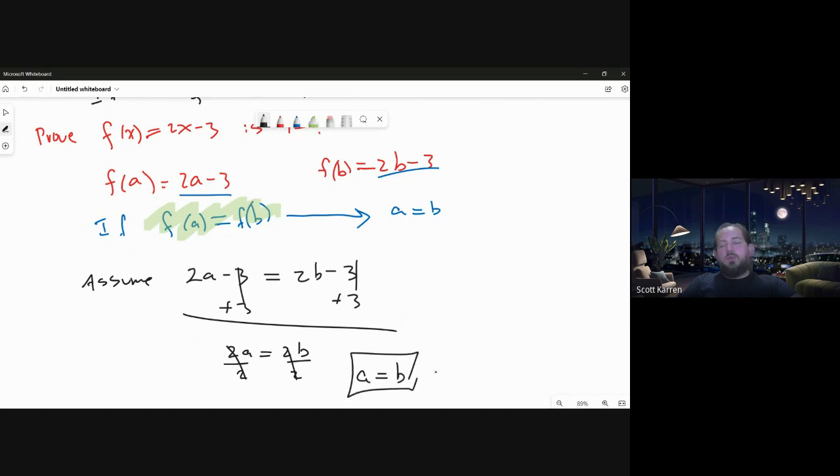And so that's the whole point: you evaluate at a, evaluate at b, assume that the function evaluated at a is equal to the function evaluated at b, and then mathematically show that it is a requirement that a equals b as a result of that. Okay. Let's take a look at another example of that.